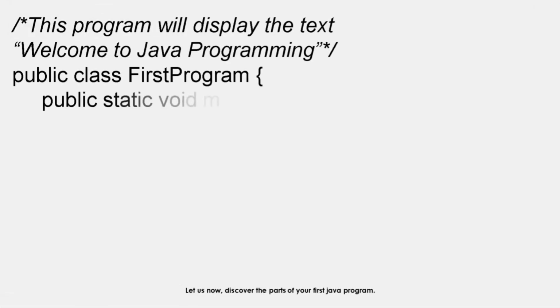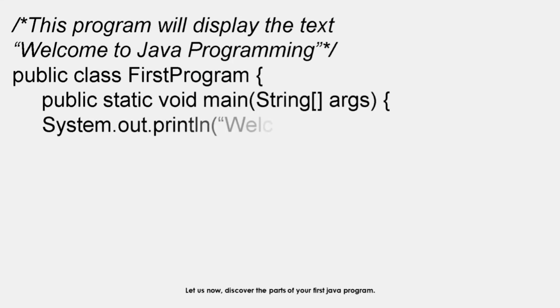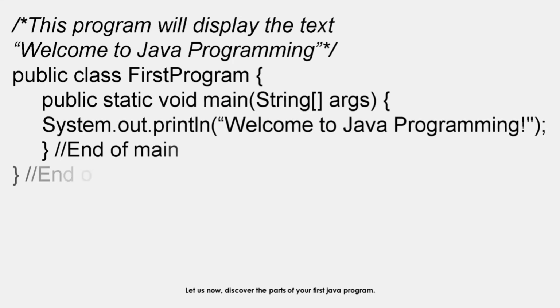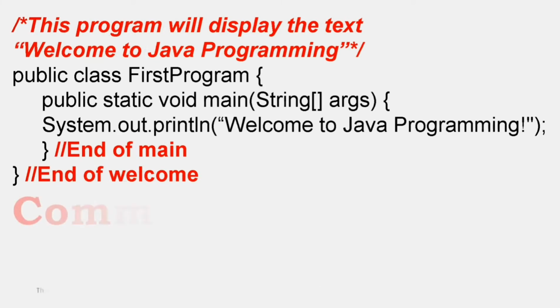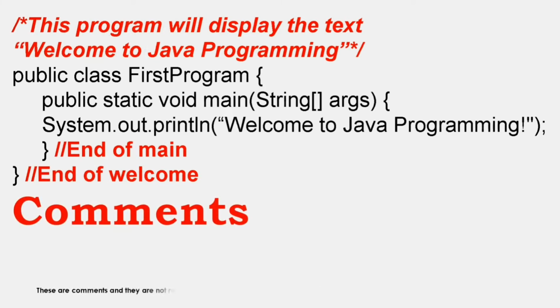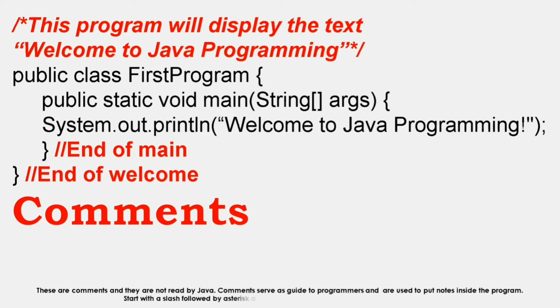Let us now discover the parts of your first Java program. Let us take them one by one. Starting off with the comments. These are comments and they are not read by Java. Comments serve as guide to programmers and are used to put notes inside a program. Start with a slash followed by asterisk and end with asterisk and slash for multi-line comments, while use the // at the beginning of single-line comments.